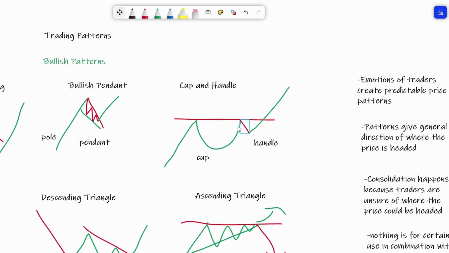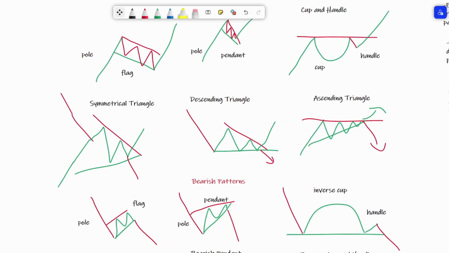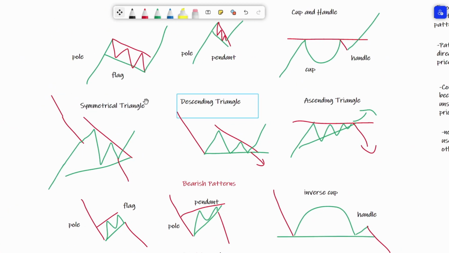So when you see this pattern here, you know it's going to be bullish. You have this U-shaped consolidation, which is called the cup, and then this downtrend consolidation is called the handle. Once you see the handle, you kind of have an understanding that you're in a cup and handle pattern, and you kind of know that the price is typically going to pick back up from here and break past that resistance.